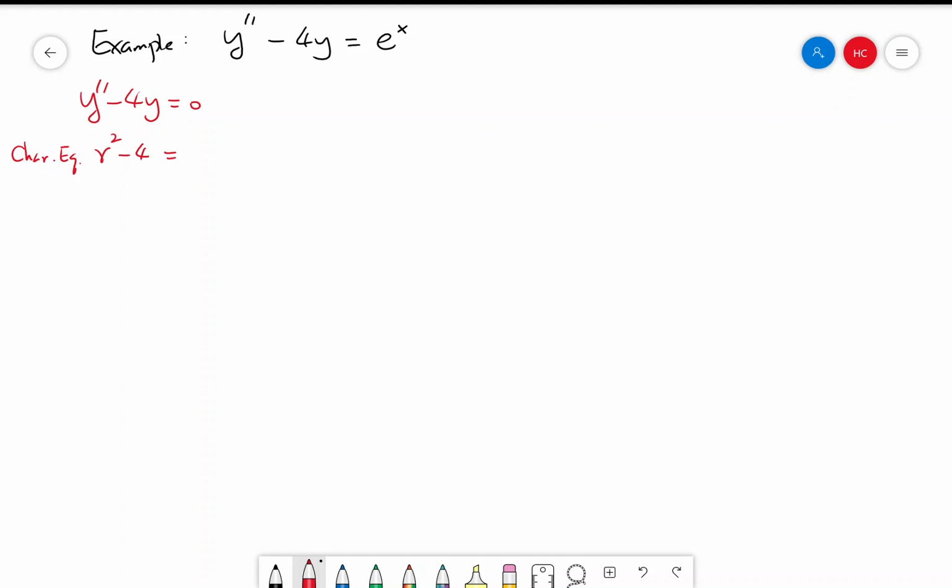Okay, so let's do another example. Let's say y double prime minus 4y equal to e to the x. So same thing. The homogeneous part is y double prime minus 4y equal to 0. The characteristic equation is r squared minus 4 equal to 0. So that means (r plus 2)(r minus 2) equal to 0. So the roots are 2 and -2. Yes, technically, -2 and 2. So the complementary solution is equal to the linear combination of e to the -2x and e to the 2x.